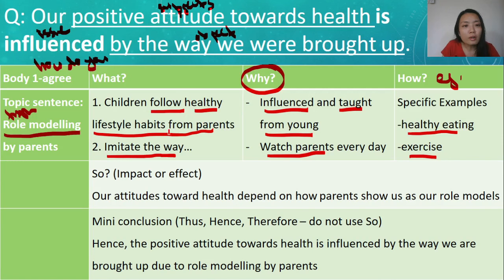So after talking about all these things and explaining what you mean by role modeling, why and how it is that our positive attitudes towards health are role modeled by parents, then talk about the impact or the effect of it. Therefore, our attitudes towards health depend on how parents show us as role models. And then finally, your mini conclusion. Hence, the positive attitude towards health is influenced by the way we are brought up. Just a wrap up, okay?